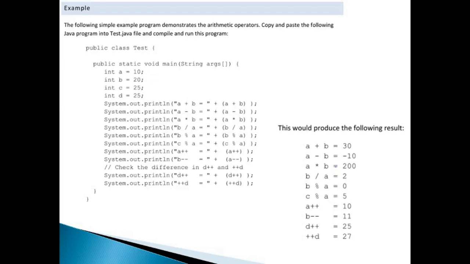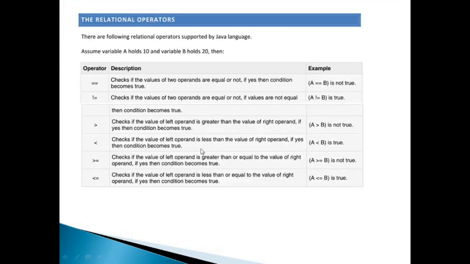And then there is C modulo A, where C is 25 and A is 10. So C modulo A will give 5. Why? Because 10 times 2 equals 20, and the remainder 25 minus 20 is 5.